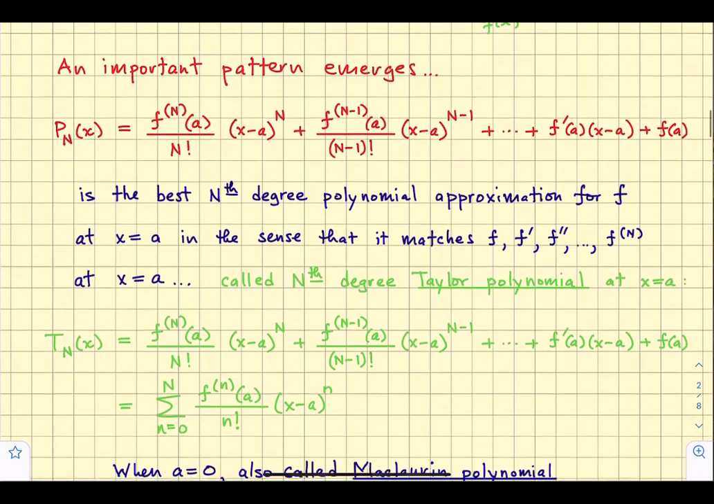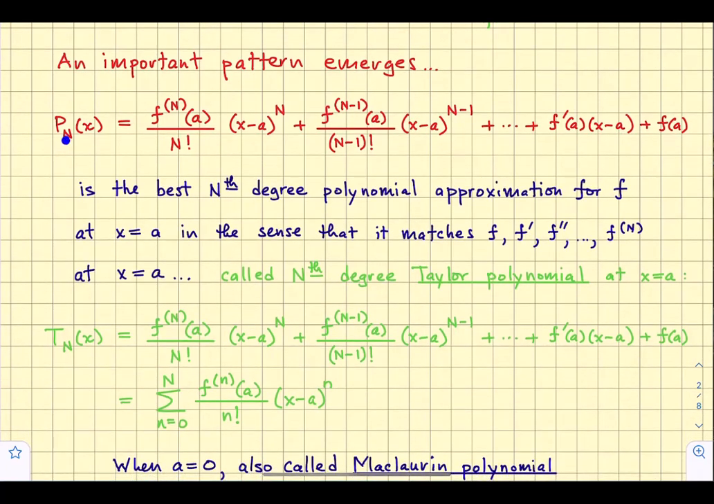But what happens is when we do an nth degree polynomial approximation, and I'll call it P sub capital N, it will be a function of x. We want it centered at x equals a. What you're going to get is the nth derivative of f at a over n factorial times x minus a to the n, plus we're going to count down on the derivatives. So this is the n minus first derivative of f evaluated at a over n minus 1 factorial times x minus a to the n minus 1.